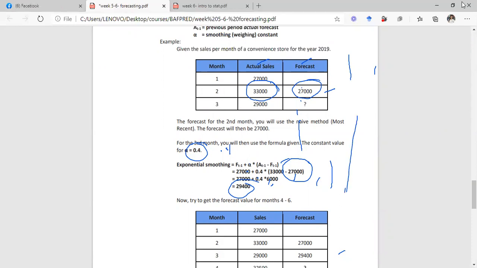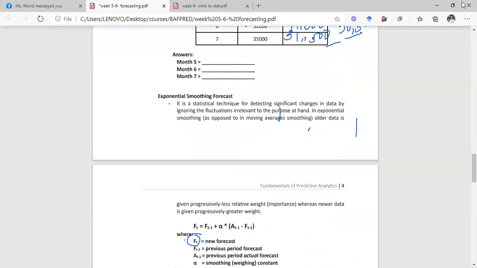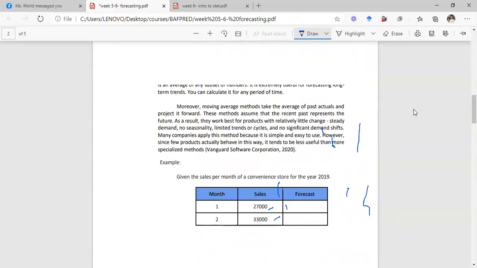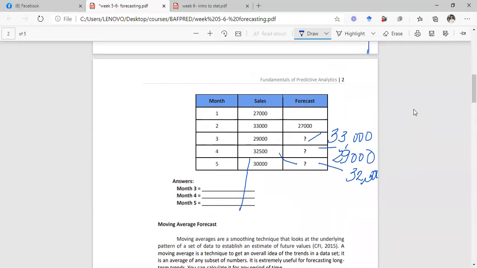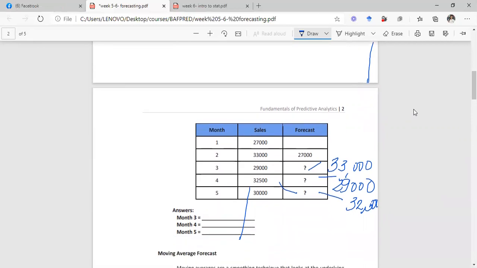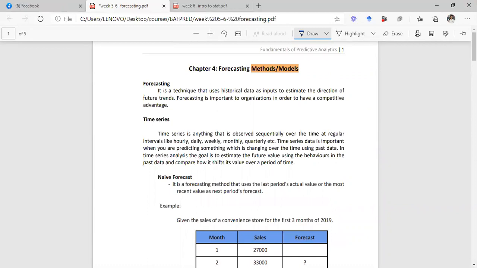So that is all about forecasting. We have exponential smoothing, and we also have the naive forecast and moving average. Next time, class, I will show you how to compute these in Excel, with an automatic format. So that's it for our class on the forecasting methods or models.